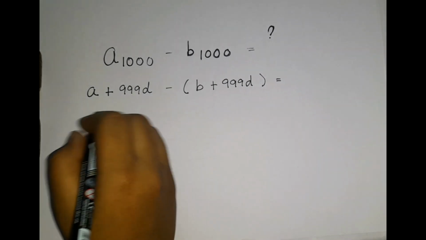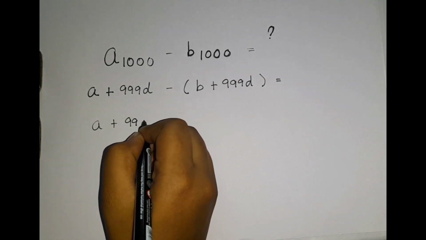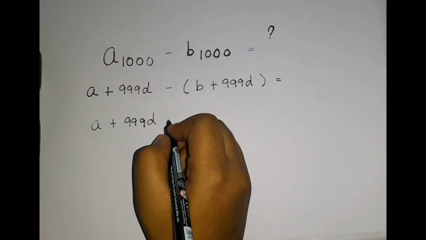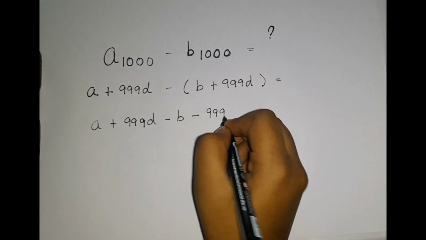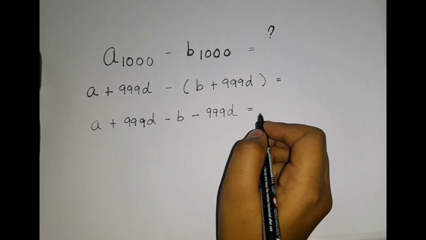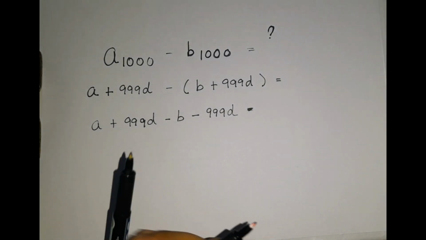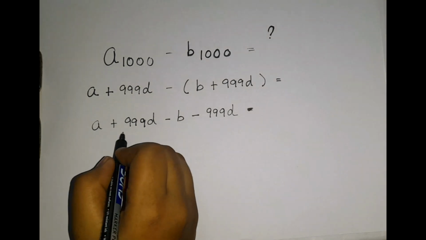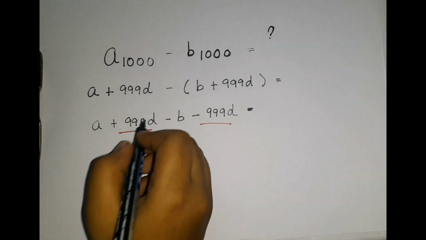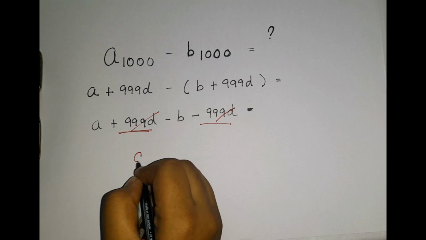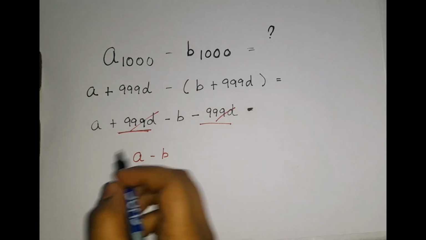Okay, all right. So now what we can do, we can write a plus 999d as it is. So minus into plus is minus, b minus into plus is minus 999d, and everything is in question mark, so no need to mention the is equal to now. Okay, all right. So here we have plus 999d and here we have minus 999d. So we can actually cancel them. Now we have a minus b. Okay, so since we have a minus b now, you can put the is equal to here.